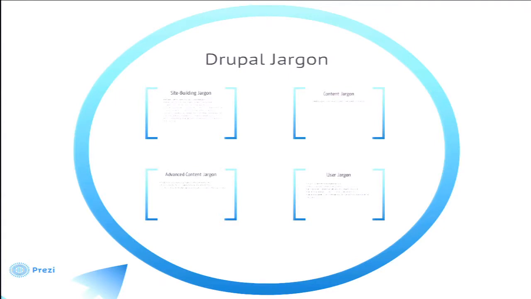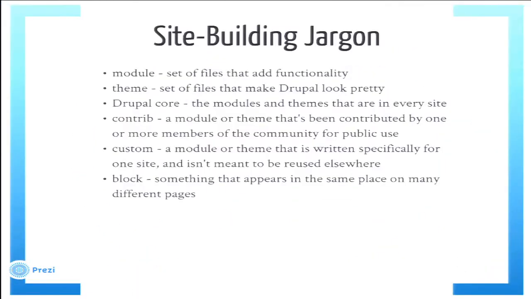So, site building jargon. A module and a theme are two basic ideas of Drupal. Drupal is open source, which essentially means everybody can contribute to the project, which means everybody can write code. Modules and themes are ways of packaging that code. A module basically makes your website do something. A theme, again with simplifications, is something that makes your site look different.